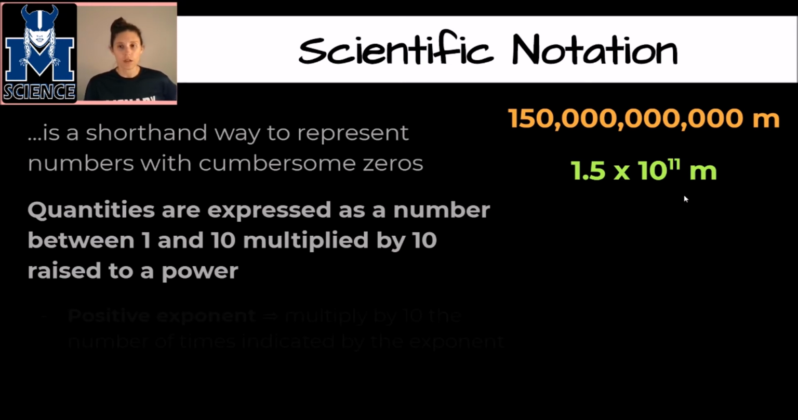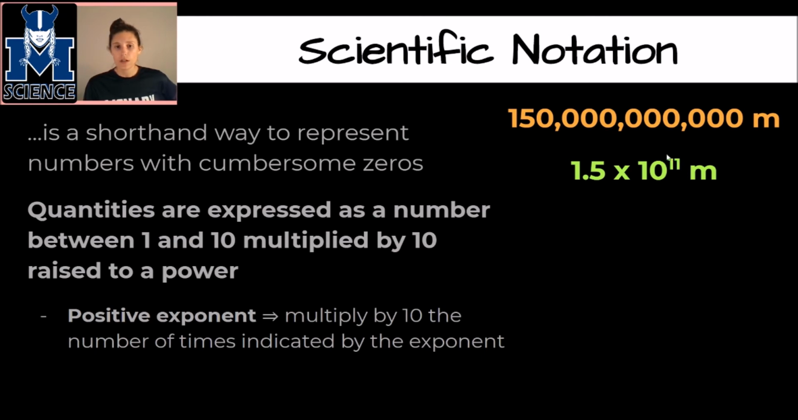So, okay, it's a positive exponent here because I need to multiply this number here by 10 a certain number of times to get out here. And in this case, I need to multiply by 10 11 times.